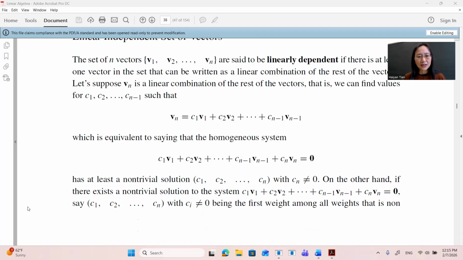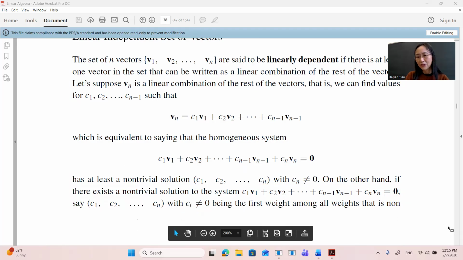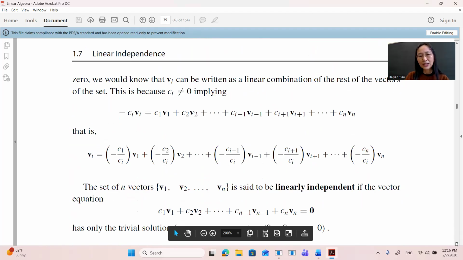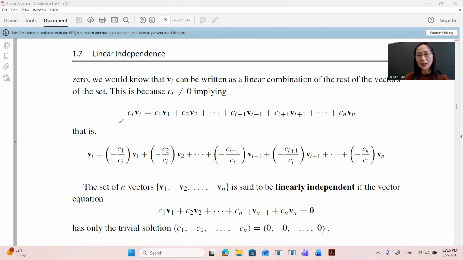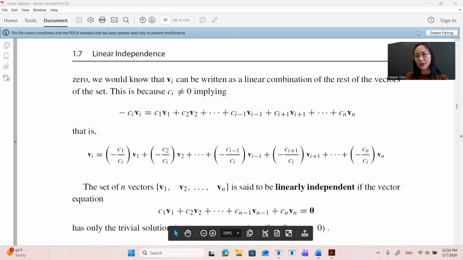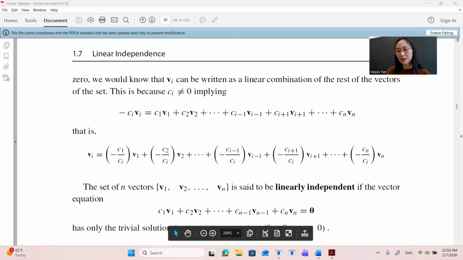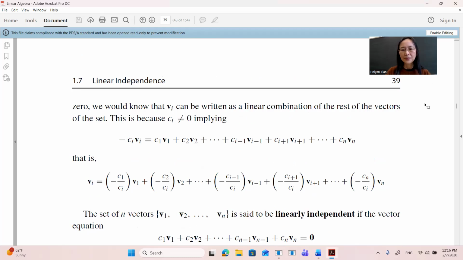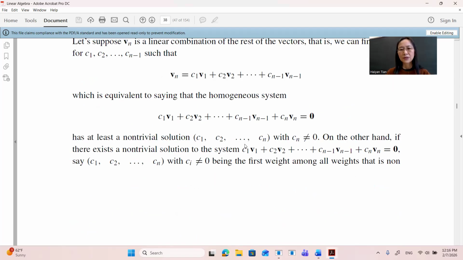So if Ci is the first non-zero weight for the homogeneous system, then we can immediately write, we just isolate this term. This is CiVi, we put it on the other side. Because as you can see, in the standard form for the homogeneous system, this is our n vectors.